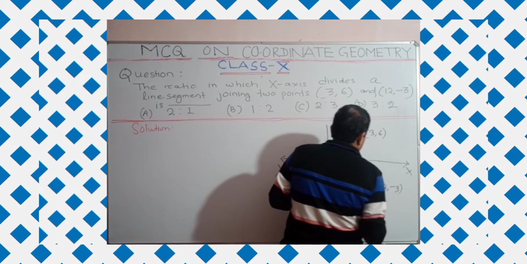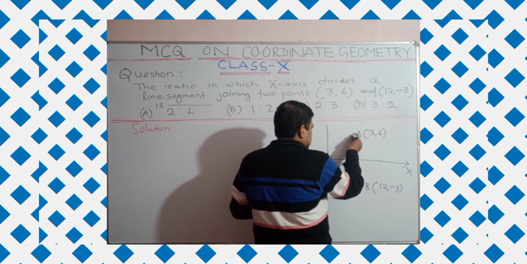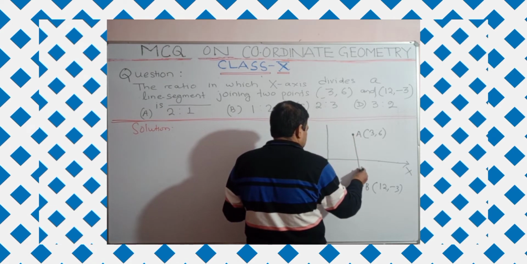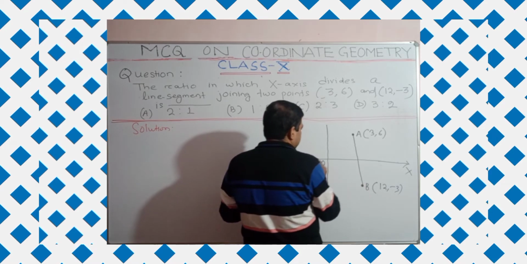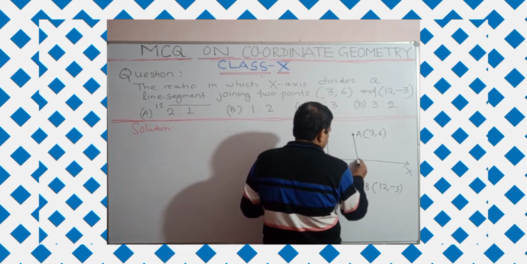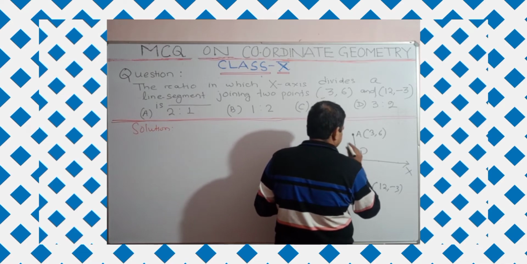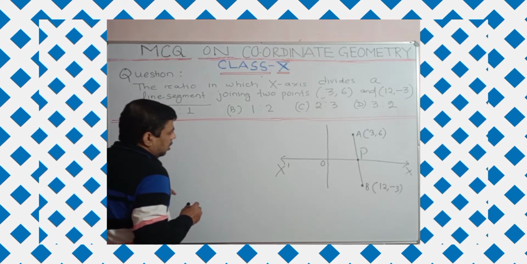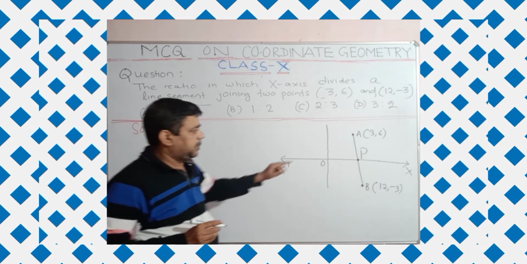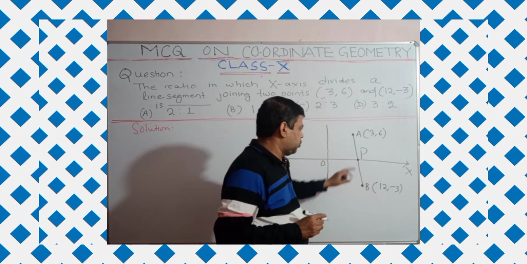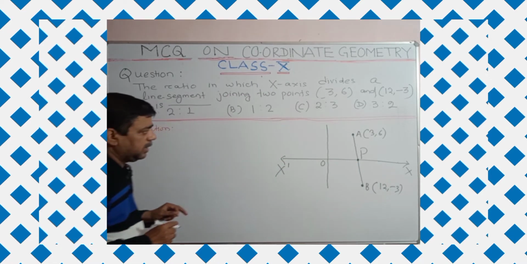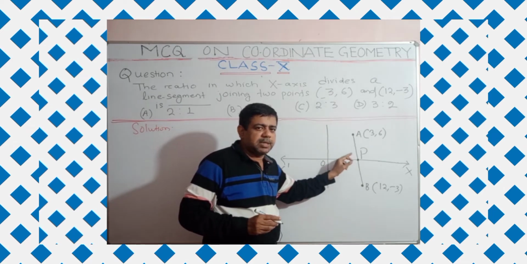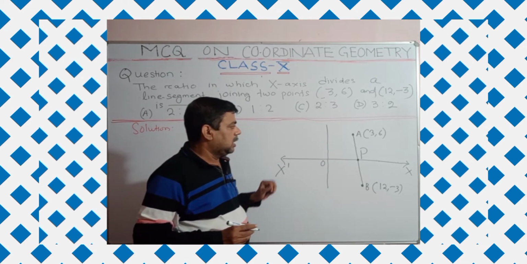Okay. And if you join these points A and B, we shall get a line segment. Yes or no? And this line segment is divided by the x-axis at a point, suppose the point P. Is it clear? So the line segment AB is divided by the x-axis at the point P. It means the point P lies on the x-axis as well as on the line segment. Understand?